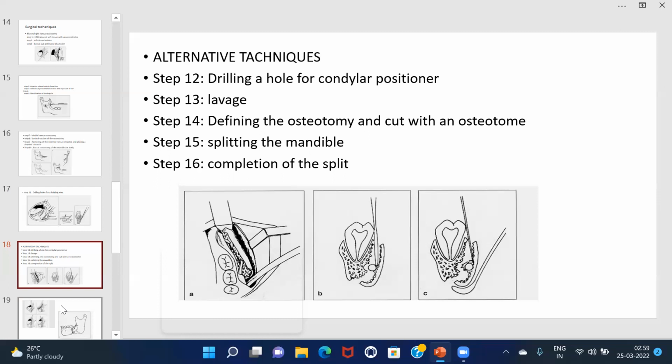Now, step 16, the completion of the split, to continue the separation between the distal and the proximal segment. The osteotome is now replaced by a larger osteotome, and the small sagittal split is separated by the larger separator and the instruments are rotated. Always ensure that the lower border continues to split with the proximal segment and that the neurovascular bundle is protected and intact.